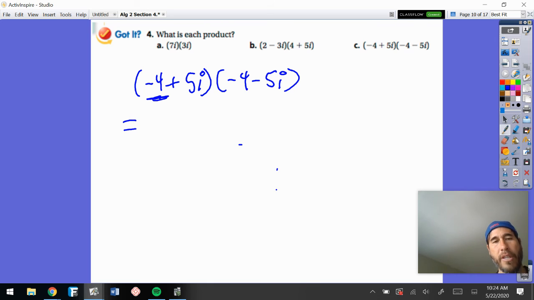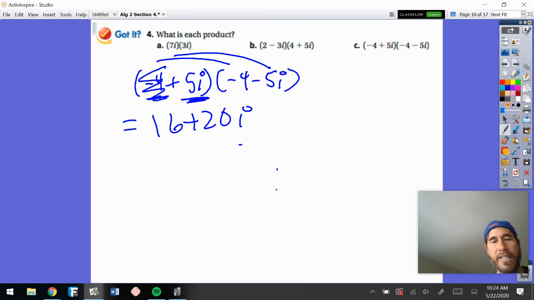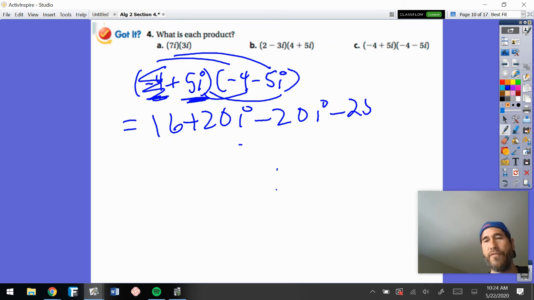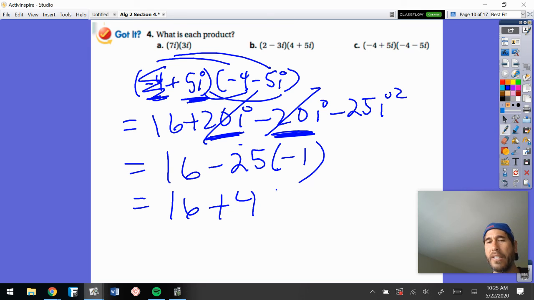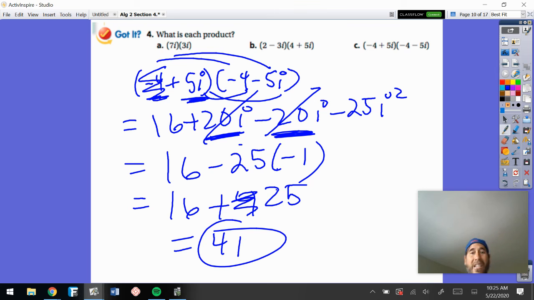All right, let's go ahead. Share that negative 4 two times, and I would get 16 plus 20i. Once I share the first one with everything, that one's done. Now I share the second one with everything: negative 20i, and then what would that be? Minus 25i squared. Oh, snap. Same exact thing, which means they go away. That'd be 16 plus 25. How interesting is that? And that is equal to 41. So the i's went away.